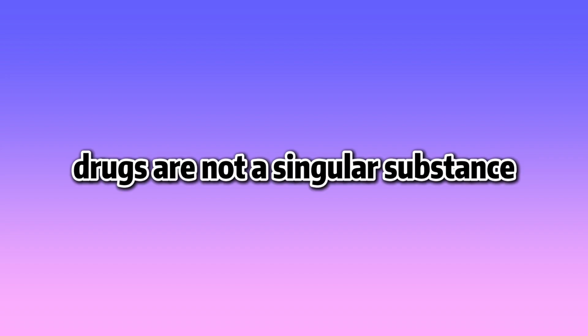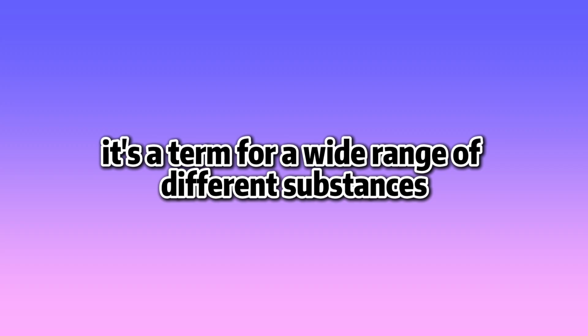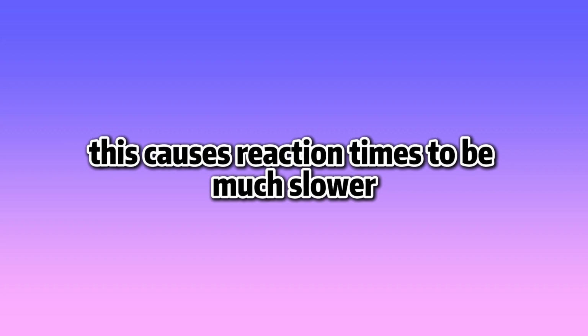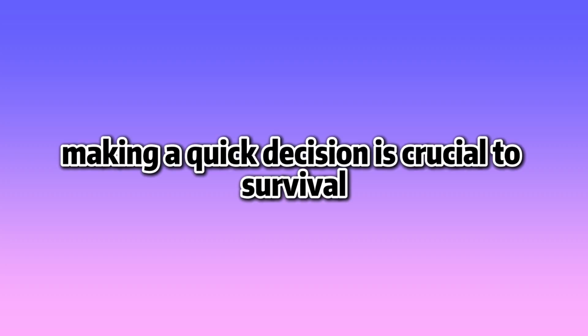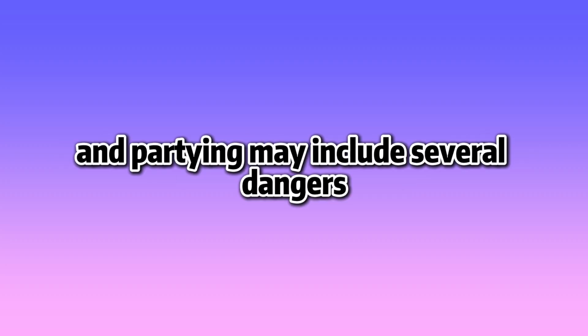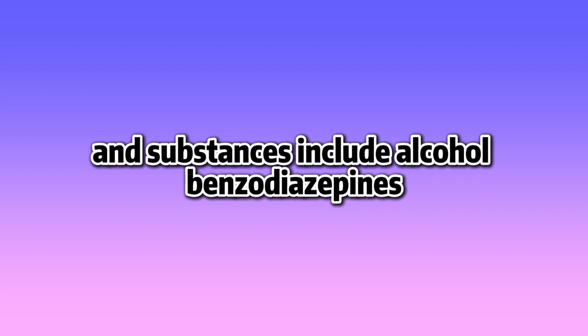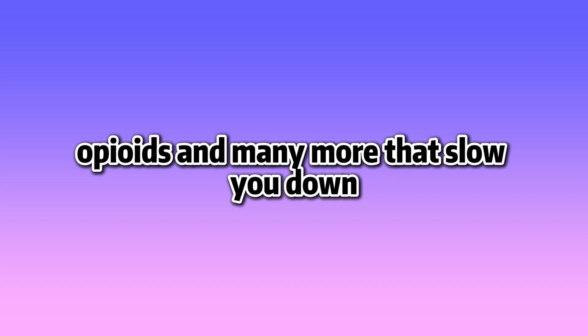Drugs are not a singular substance, it's a term for a wide range of different substances and many functions. First, there are the depressants. These slow down all functions, and mainly interact negatively with your central nervous system. This causes reaction times to be much slower, and that may lead to several dangers. Making a quick decision is crucial to survival in some instances, and partying may include several dangers that include quick thinking. Examples of depressant drugs and substances include alcohol, benzodiazepines, marijuana, ketamine, opioids, and many more that slow you down.